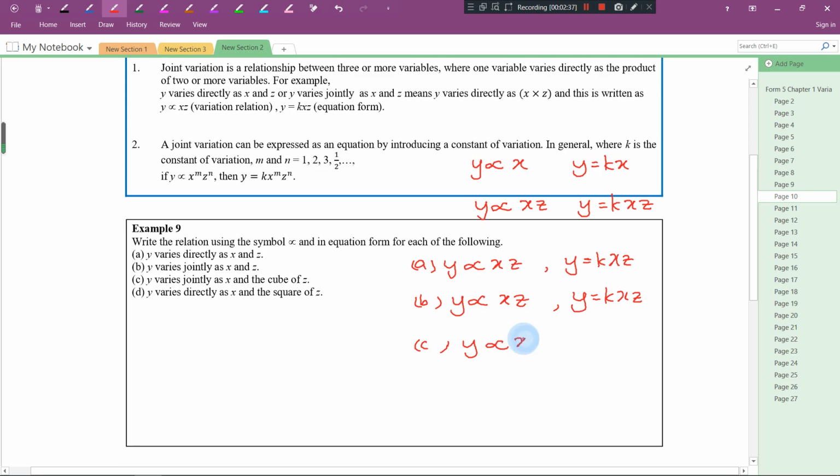As x and the cube of z. So be careful, we have to add the power 3 over here. So when we want to write in equation form, y equal to k x z raised to the power of 3. Okay, now let's go to the last one, D. Y varies directly as x and the square of z. So the equation form will be y equal to kxz squared.